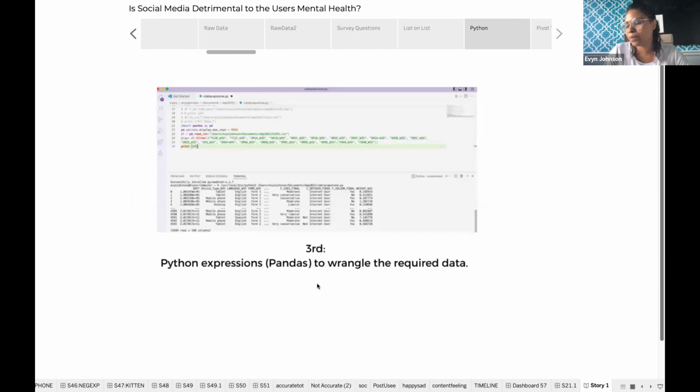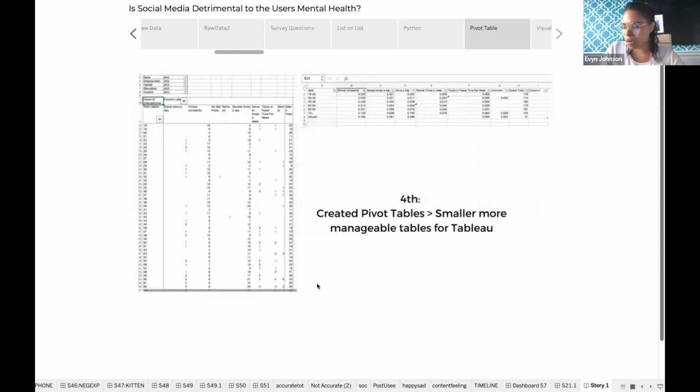Then I used Python, specifically pandas, to wrangle the data and remove any superfluous data that I didn't need. And I did this for every data set that I worked with. Once that was completed, I used SQL to parse the data into an easy to read format, and I used Excel expressions to convert my tables into percentages.